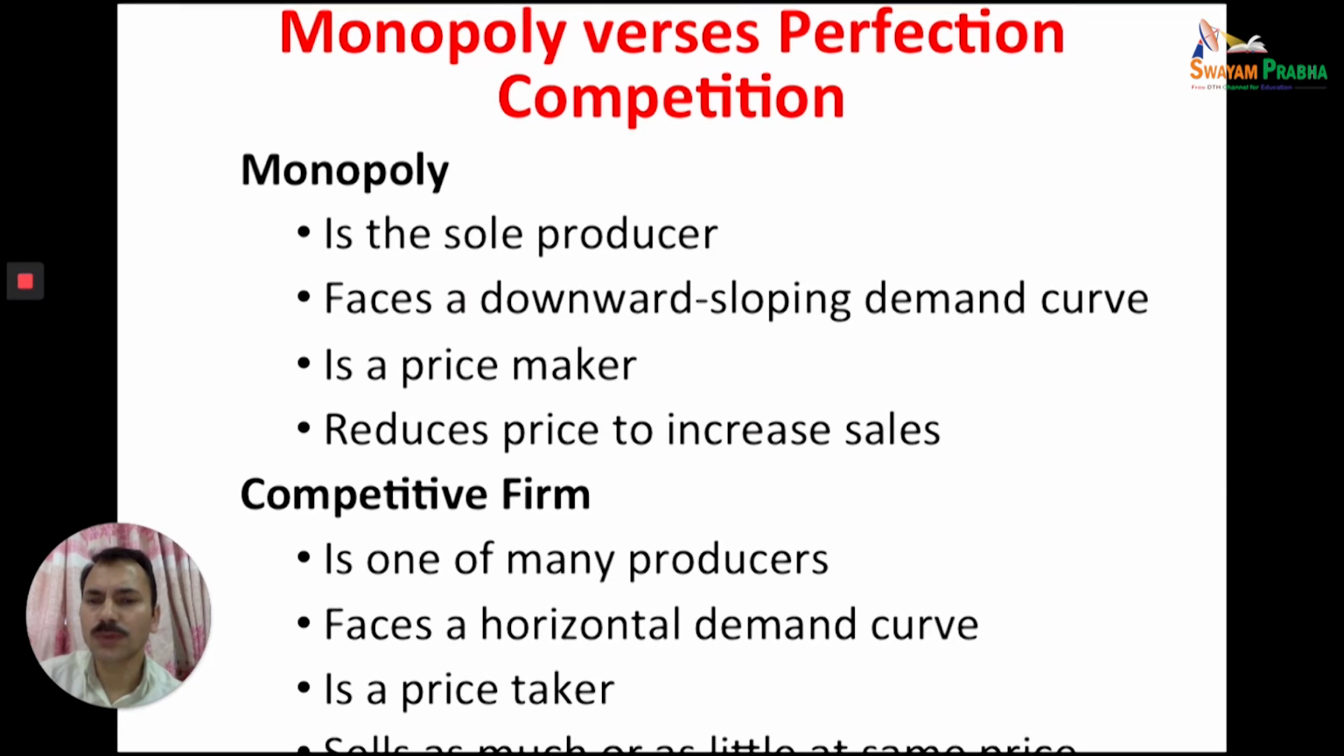If you compare perfect competition and monopoly: in the monopoly market structure, there is a sole producer, only one producer of the product, and he faces a downward sloping demand curve. He will be the price maker. If he wants to increase demand, he has to reduce the price of the commodity. But in perfect competition, there are many sellers and buyers, and they face a horizontal demand curve.